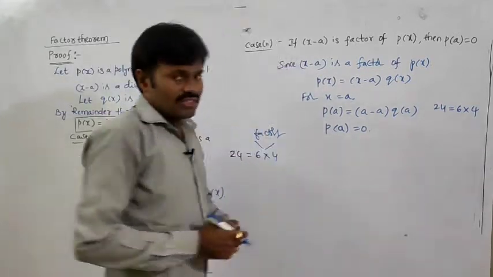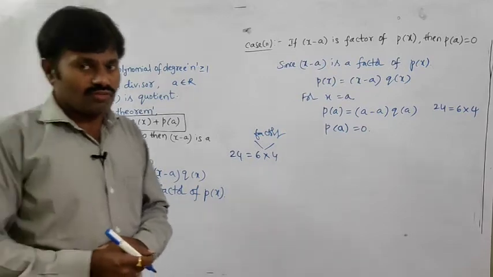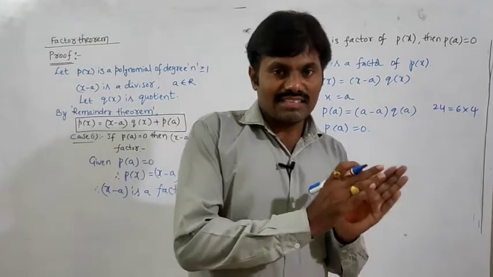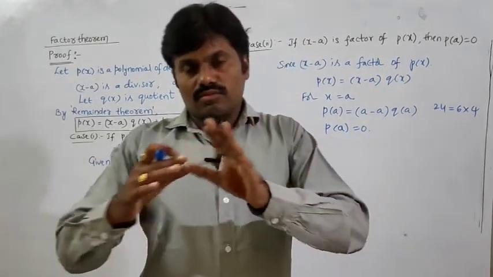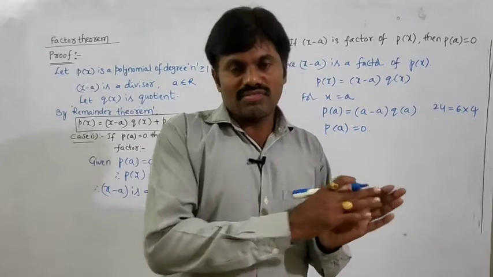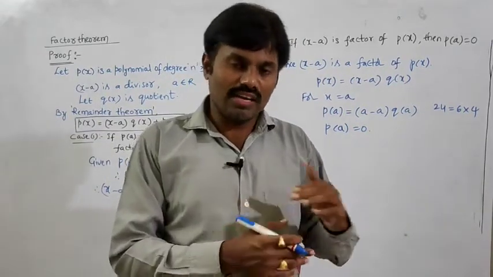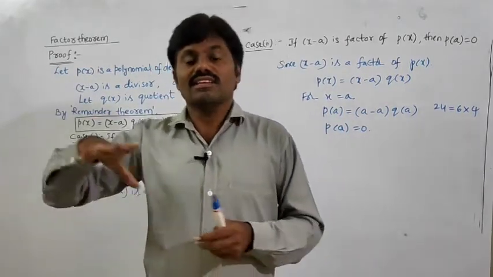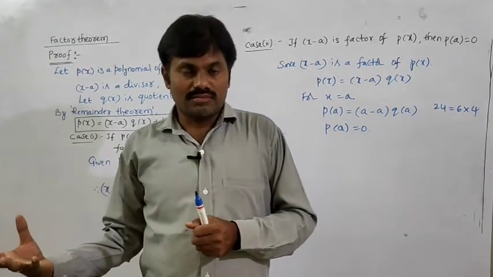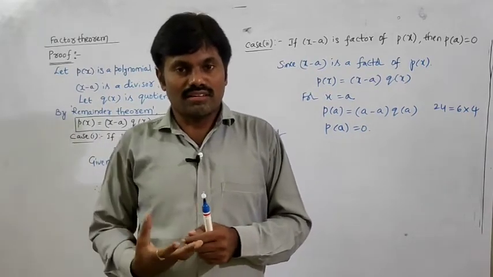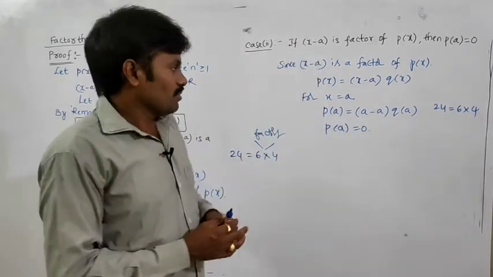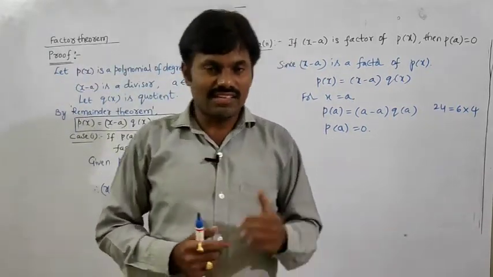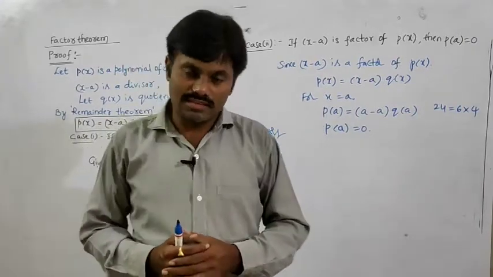And what is the use of it? Without finding the actual division, we can check whether the given linear polynomial is a factor or not. Not only a linear polynomial, you can also take a quadratic polynomial and check. You can verify whether the given polynomial is a factor of another polynomial or not. It is possible by using the factor theorem. Is it clear? Is it very easy to prove or not? Yes, it is very easy.